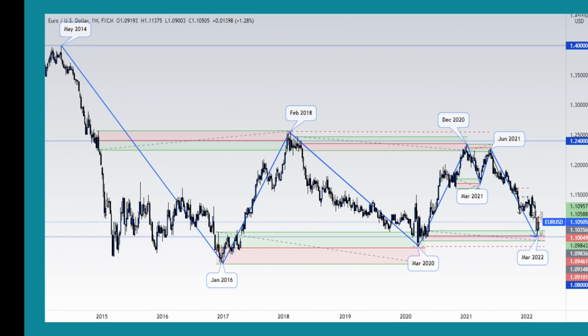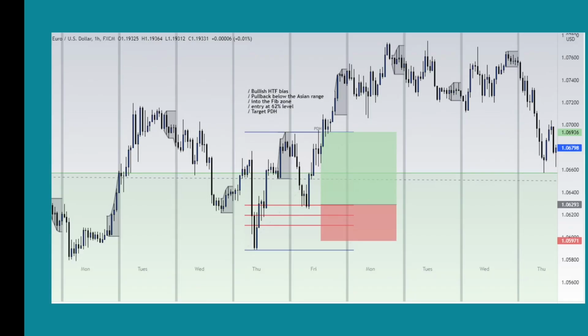The first is a long entry on euro-dollar on the 1 hour chart. As explained before, our bias is bullish. When price pulls back below the Asian range and touches the fib zone at the 62% level, we enter long. Our target is the previous day high. The concepts of Asian range and fib zone will be explained in more detail in further sessions.